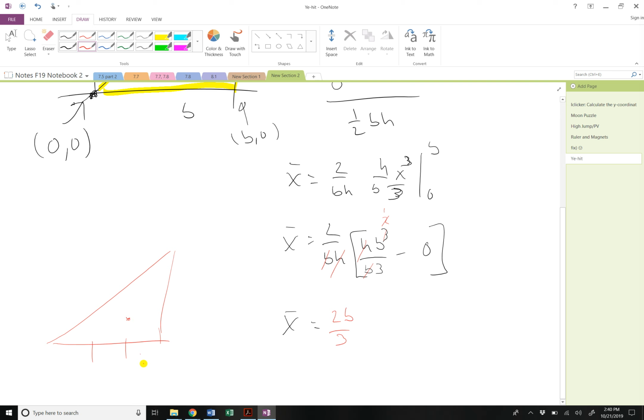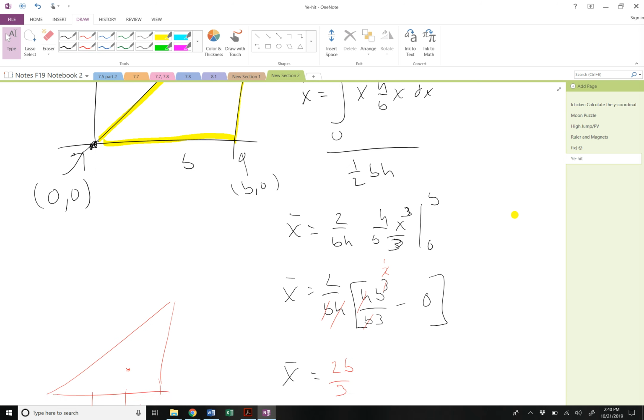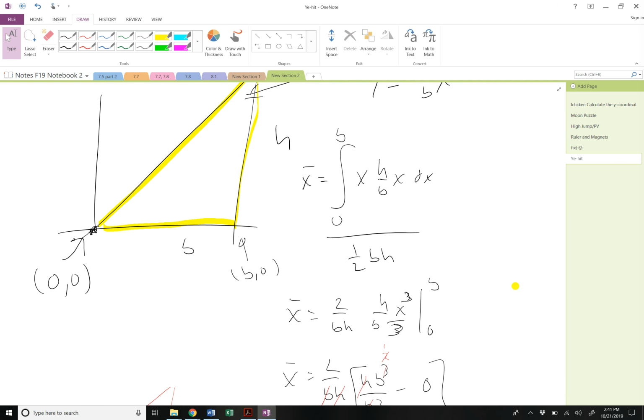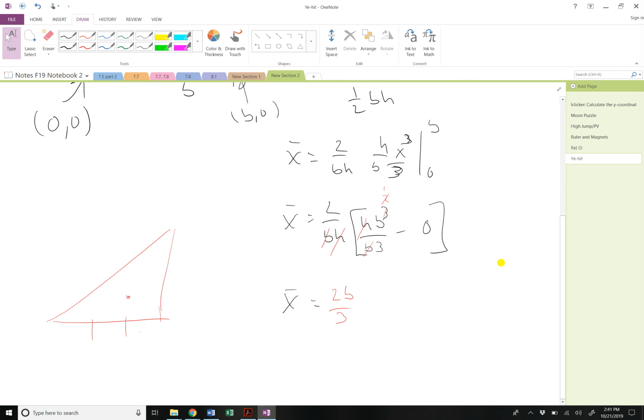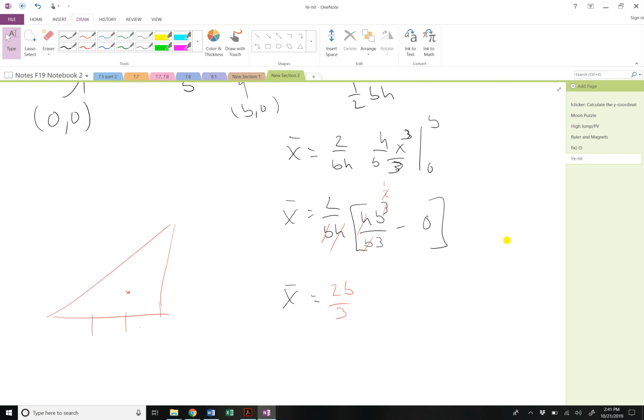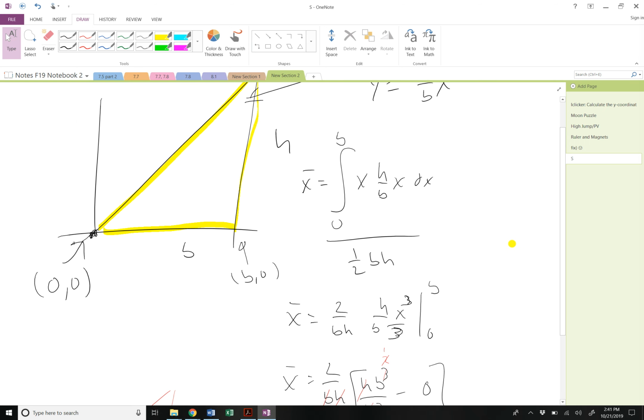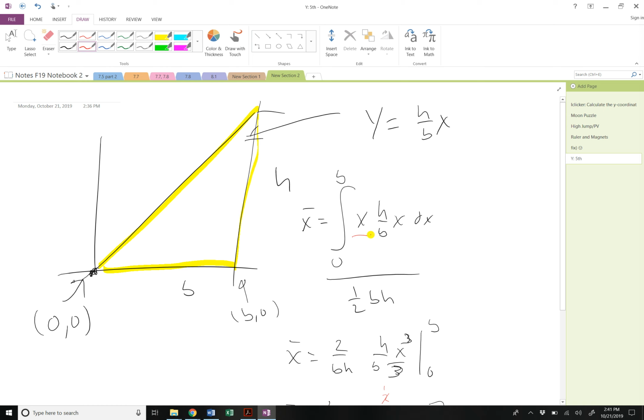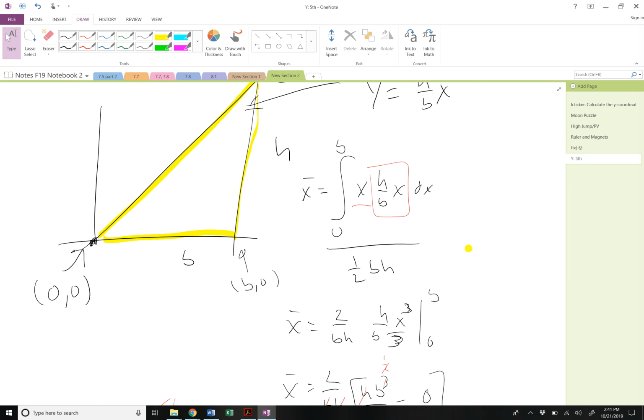Okay, so my work's up here. I calculated x bar. We won't have time probably to do y bar, but if you're clever about it, you actually don't have to do the calculus to figure out y bar. So I multiplied my x times the function value, h over b x, and I divided by the area. You don't have to do the calculus to find the area of the right triangle.